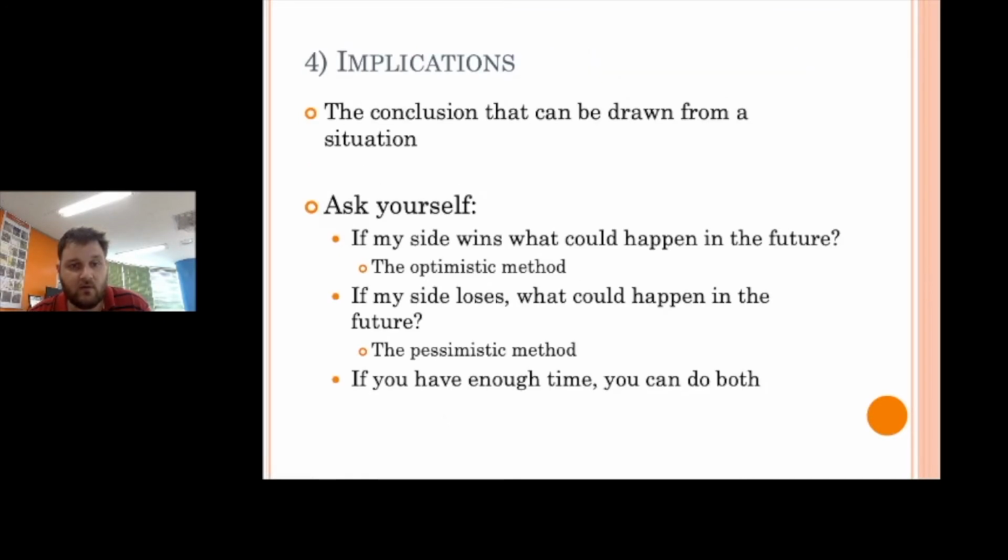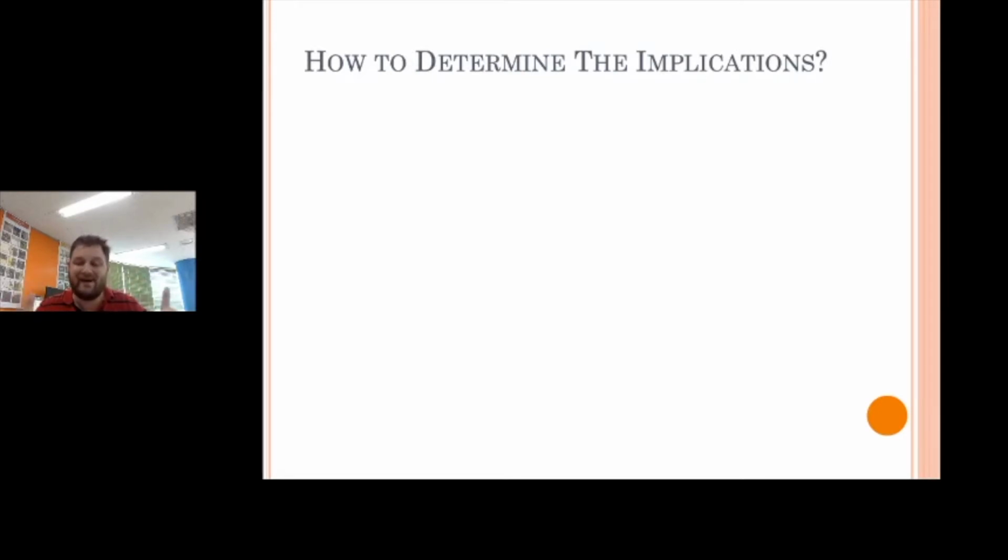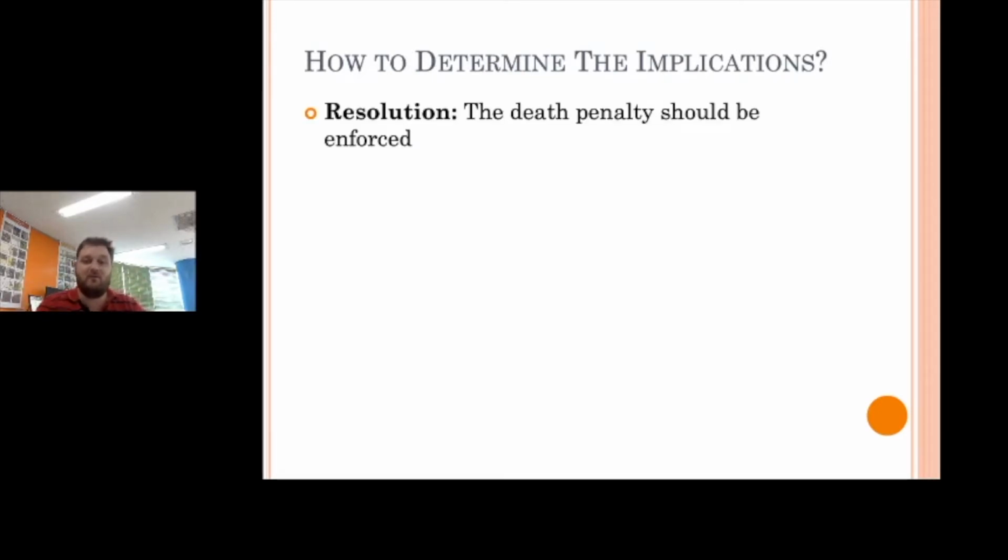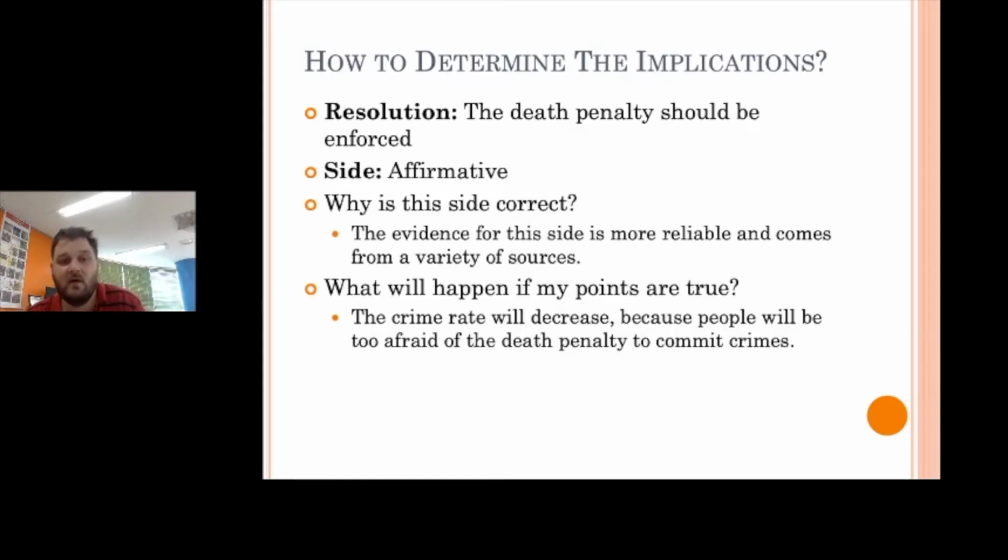Remember, we could use the pessimistic method. So the first implication I gave you, I used the optimistic method. How wonderful our society would be if we had the death penalty. So big smiley face, because people would be scared of the death penalty. Therefore, people wouldn't commit crimes, which will make Korea a safer place. So that is an optimistic method.